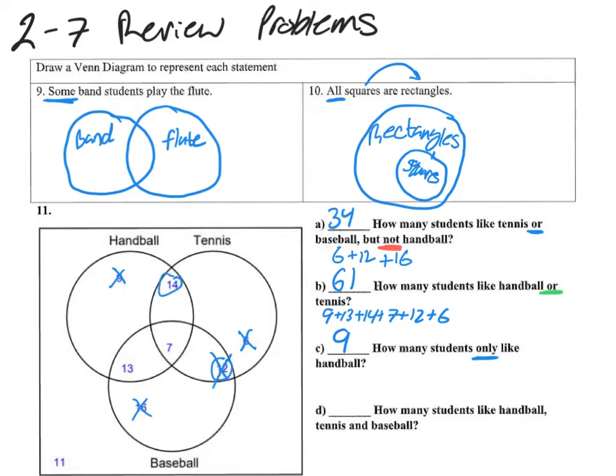These 14 like handball and tennis, that's not all 3. These 13 like handball and baseball, that's not all 3. So we're looking at these 7 where we can see all 3 of our circles have overlapped. So 7 people like handball, tennis, and baseball. So all 3.